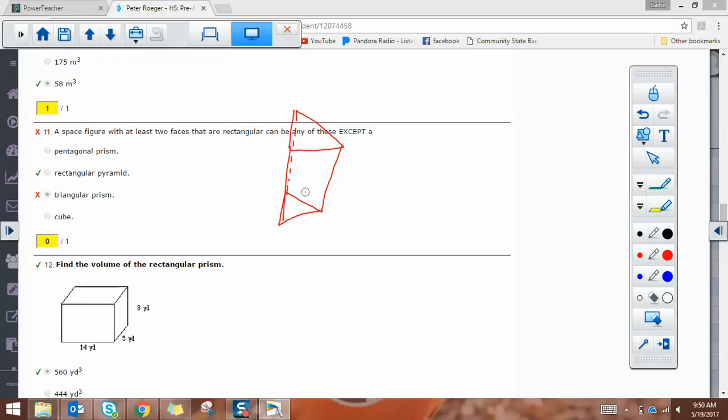A rectangular pyramid, that's the one that's a little tricky. Remember, on a pyramid, that means that all of the edges from the vertices of the base are going to connect to a point at the top. So in a rectangular pyramid, it actually only has one rectangle, and it's the base. All of the sides or faces around the outside edge here around this part are all triangles.